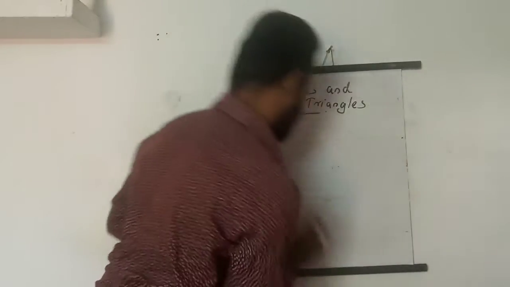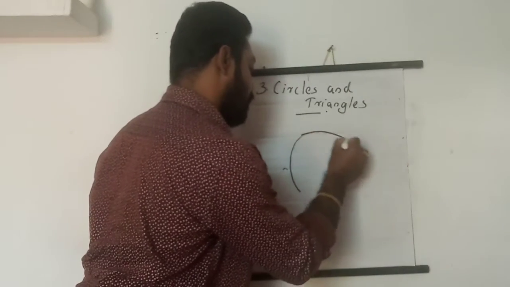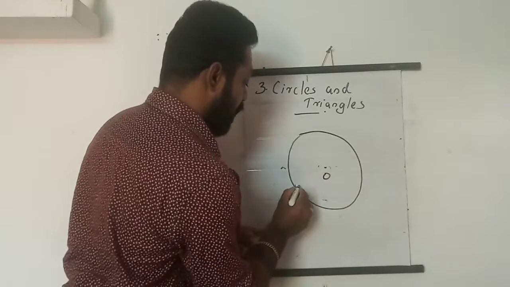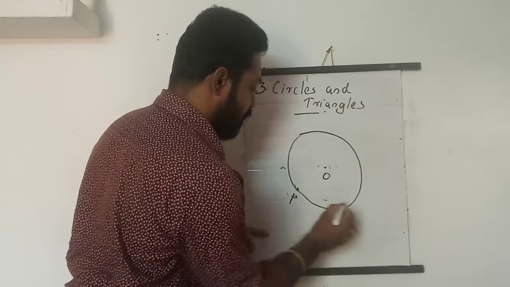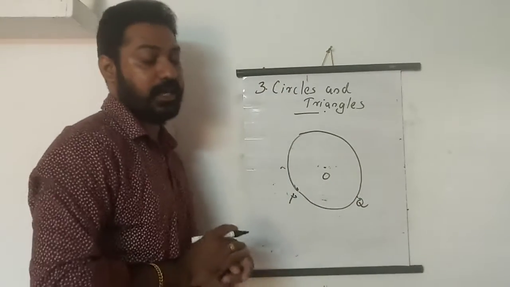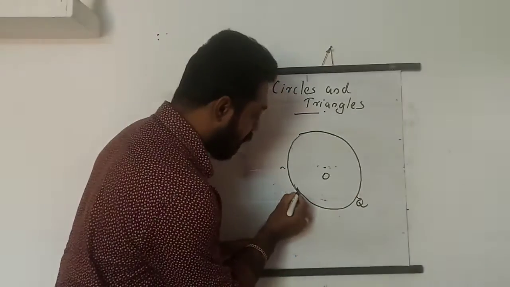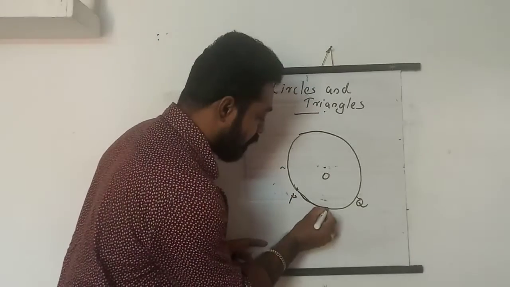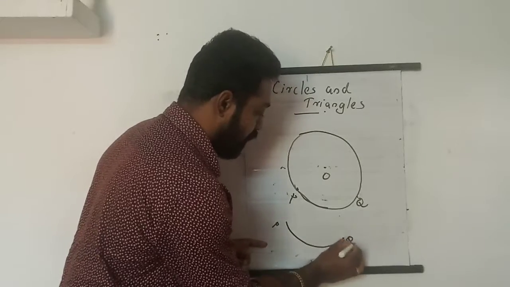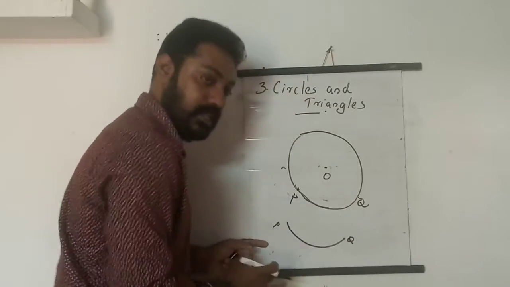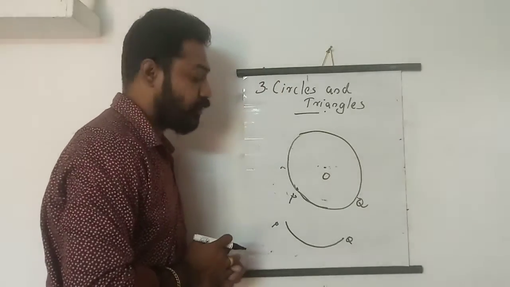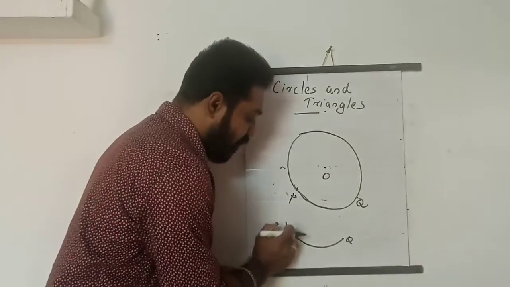Now, the next point. This is O. This is a point P and this is a point Q. I am not going to connect them. I am not going to make a chord here. You can see this part, P and Q. It is a part of this circle. I am taking this portion. So this is P and Q, PQ. And what will we call it?